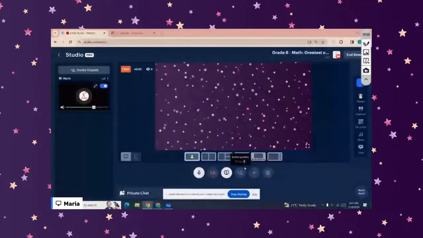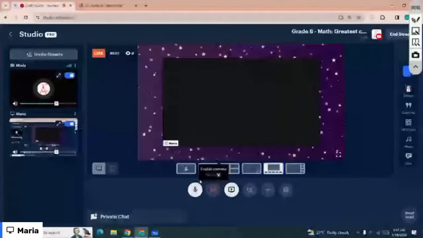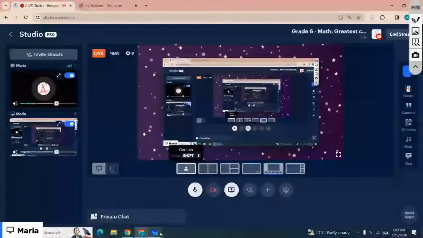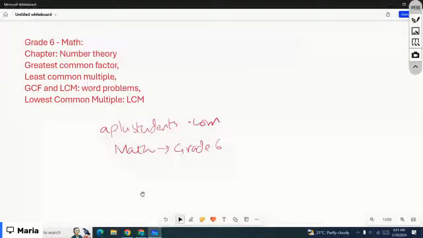Okay, so grade 6 math. Please make sure before the next session you complete all the practice questions for the lessons we did today. We were working on grade 6 math. The chapter we covered today is number theory. The lessons we have covered are greatest common factor, least common multiple, GCF and LCM word problems. That is your homework until the next session, right?